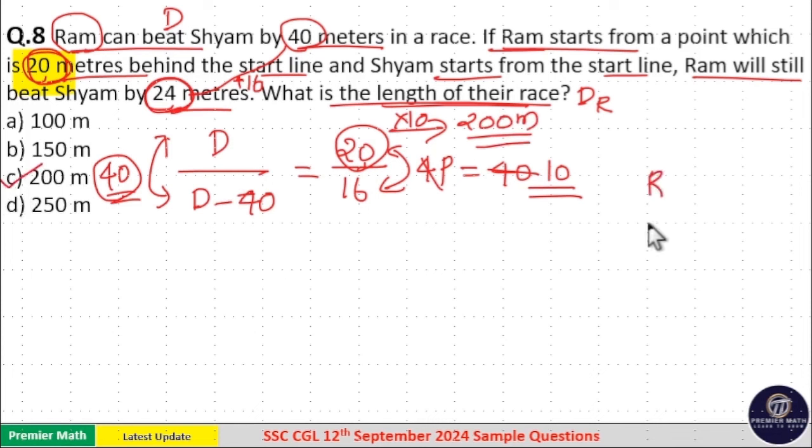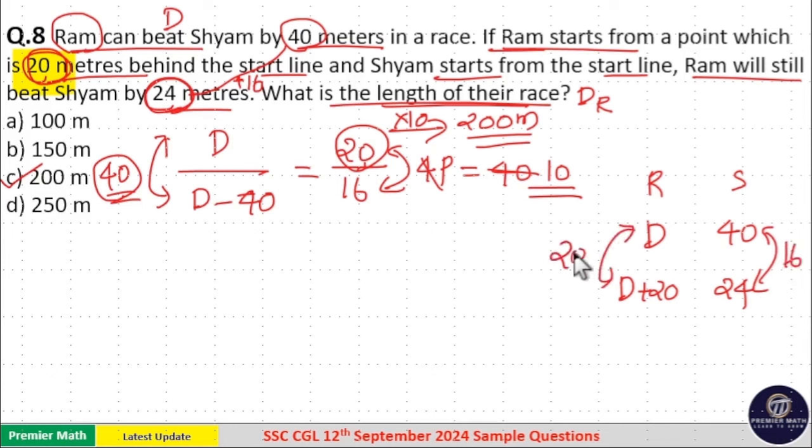That is, when Ram covered D distance, Shyam is 40 meters behind him. When Ram covered D plus 20 meters, Shyam is 24 meters behind him. Now the difference in distance covered by Shyam is equal to 16 meters. Here the difference is equal to 20 meters. So you get the distance ratio. That is, if you look at this diagram, consider 100 meters as the length of the race, and Ram and Shyam starting from the same point.